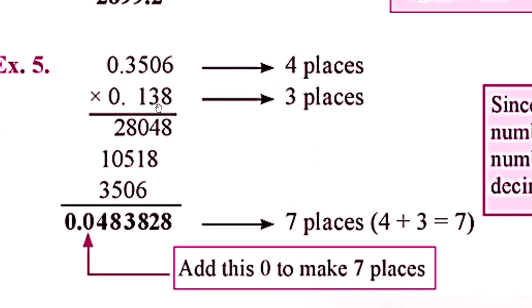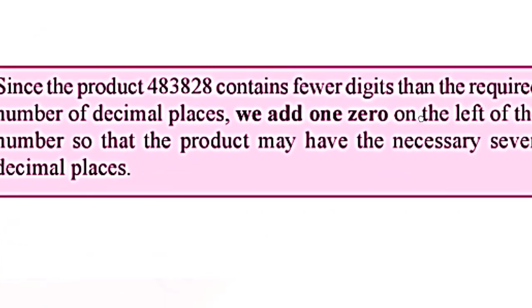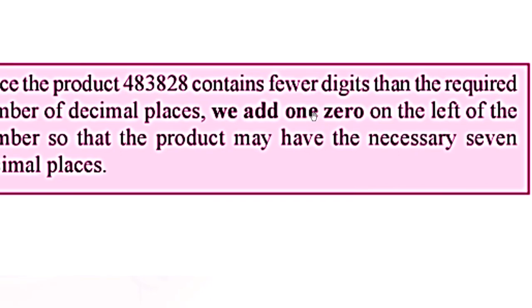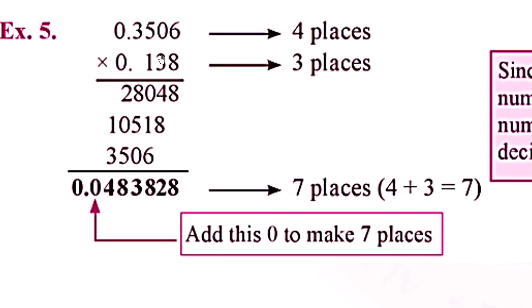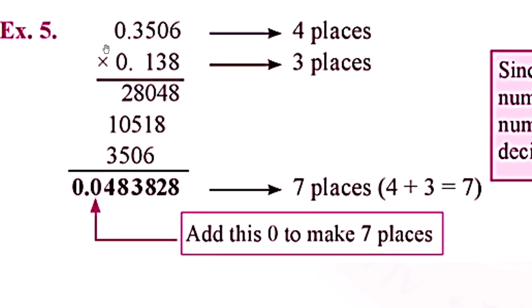0.3506, 0.138. 4 places, 3 places. So what we have to do? First with 8, we will multiply. Next with 3. Next with 1 we will multiply. And we will add all. 1, 2, 3, 4, 5, 6. We are getting only 6 places. But 4 plus 3, how many places? 7 places. So, by doing the product, we are getting only 6 places.